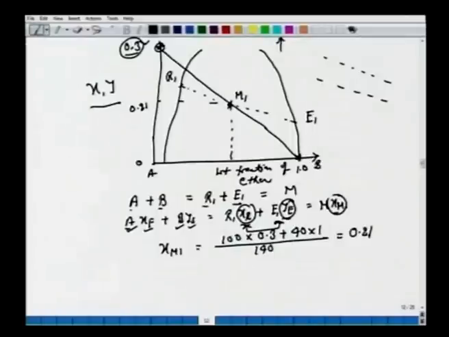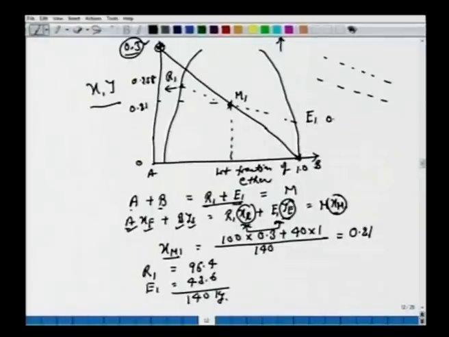All right. If you know this X_M1, again you can do the same exercise for R1 plus E1 and X_R plus E1. I leave this as an exercise. You should be able to obtain R1 as 96.4 and E1 as 43.6, to make the total 140 kg. So for this raffinate R1 and E1, we have the compositions from the equilibrium curve. You can read this, should be 0.258, or you can also calculate it, right? And this E1 is 0.117.